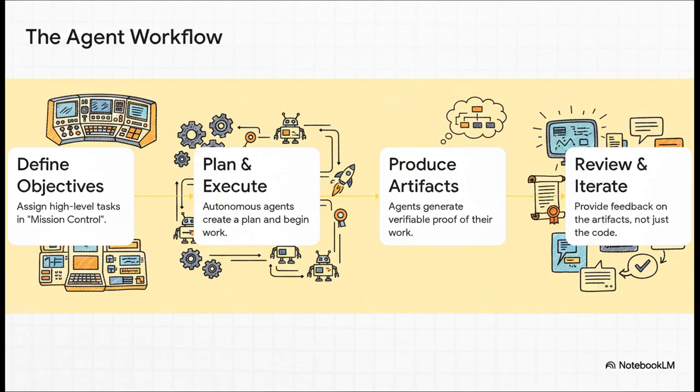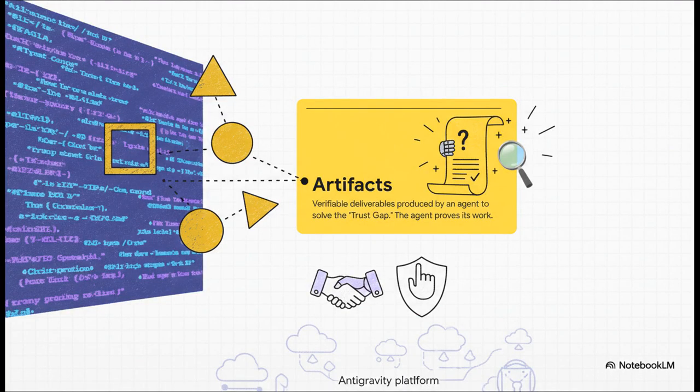But, and this is the most important part, they have to produce actual proof that they did the work, which you then review. And this proof is what Google calls artifacts. Honestly, this is the magic ingredient that makes the whole thing work. It's designed to solve the trust gap. You know, that nagging feeling of, did this black box AI actually do what I asked it to do?